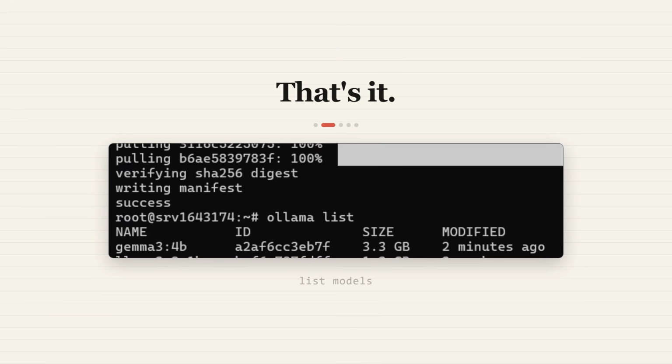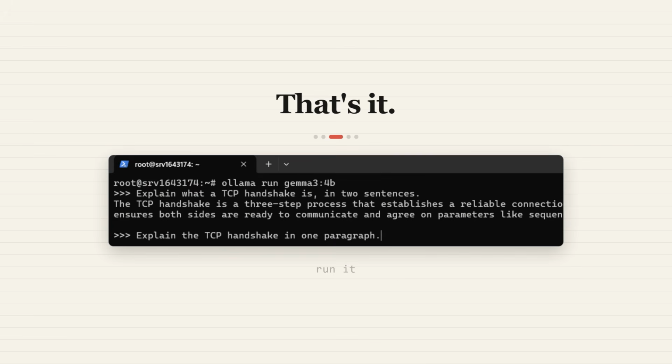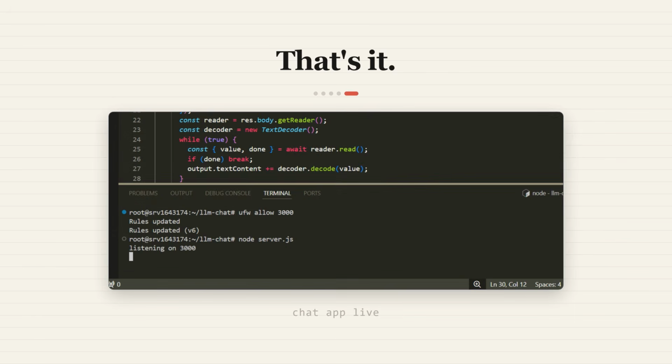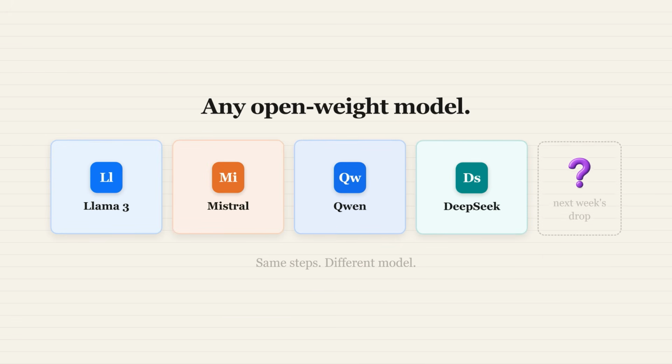That's it. Pull a model, run it, expose it on a port, point an app at it. Once you've done it once, you can do it for any open weight model, Llama, Mistral, Qwen, DeepSeek, whatever drops next week.